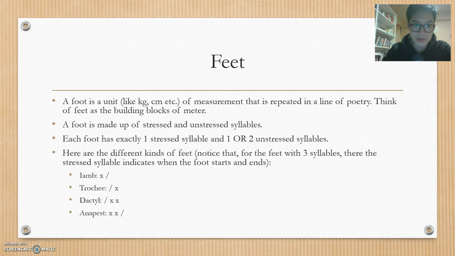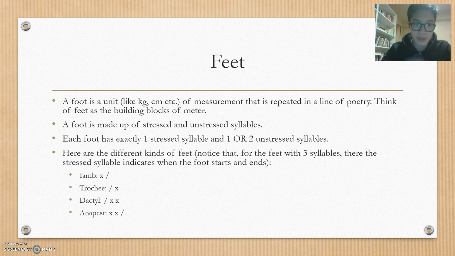Now, what could that look like? So here are the different kinds of feet. There are 4 different kinds of feet which are very common in poetry. There are more than this, but these are the 4 that you probably should be at least aware of. And this is where some memorization work actually comes into play. As you see this in action, as you get used to identifying the meter of a line of poetry or a whole poem, then hopefully you'll get accustomed to these kinds of terms. Note for the feet with 3 syllables, the stressed syllable indicates when the foot starts and ends.